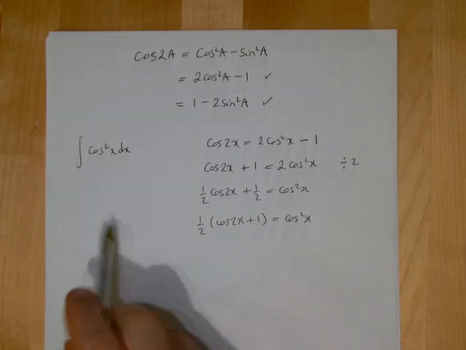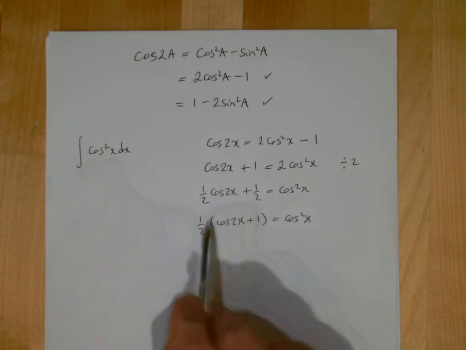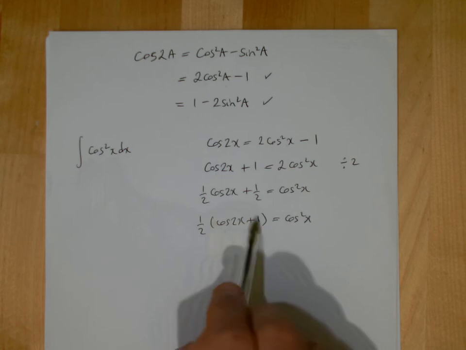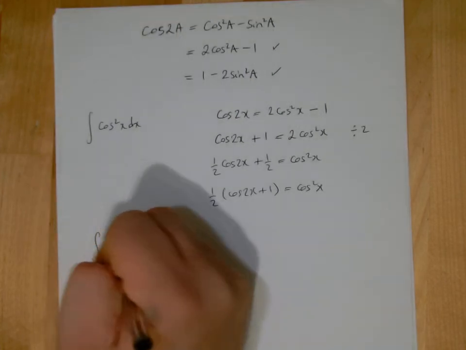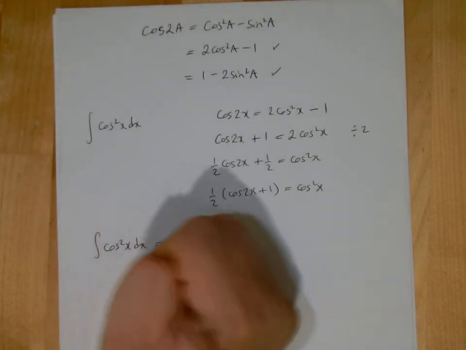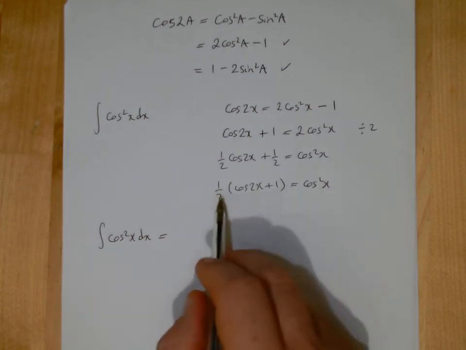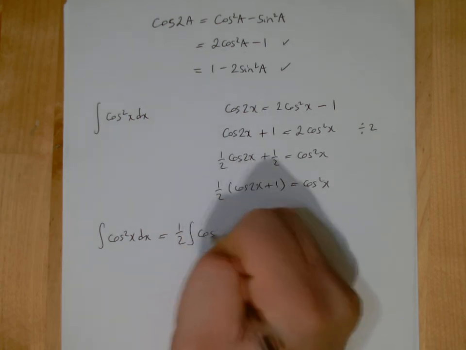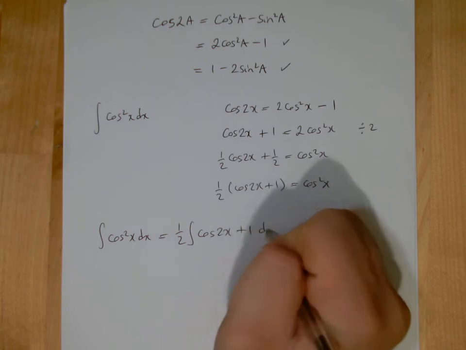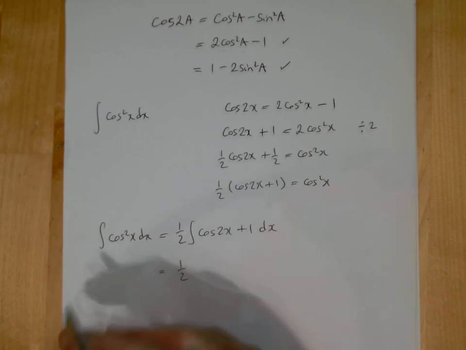And what's good about that is now I can integrate cos squared x dx using this instead, and the reason why it's useful is because this is quite easy to integrate. So the integral of cos squared x dx becomes, if I replace it with this, there's a constant half in front, so you can put that outside the integral, and you just got to integrate that with respect to x. And it's really easy.